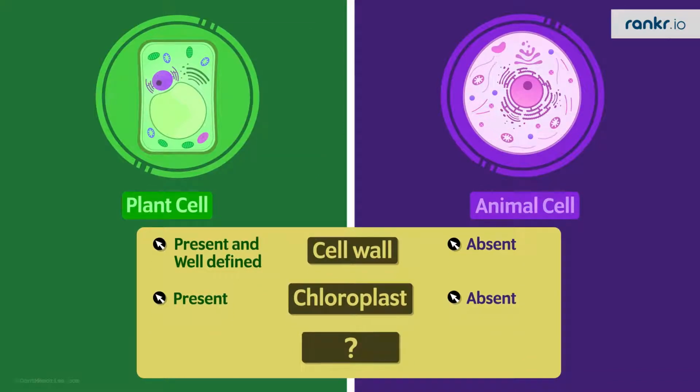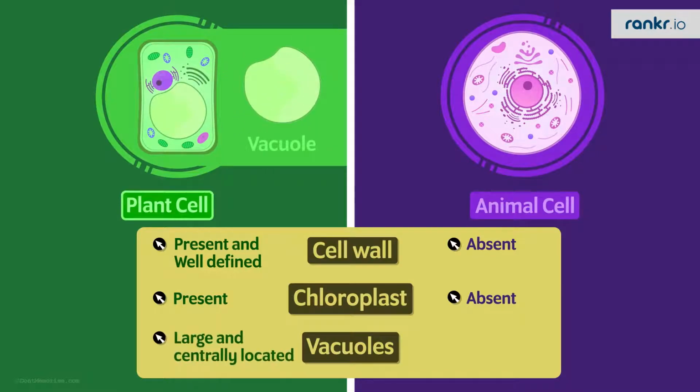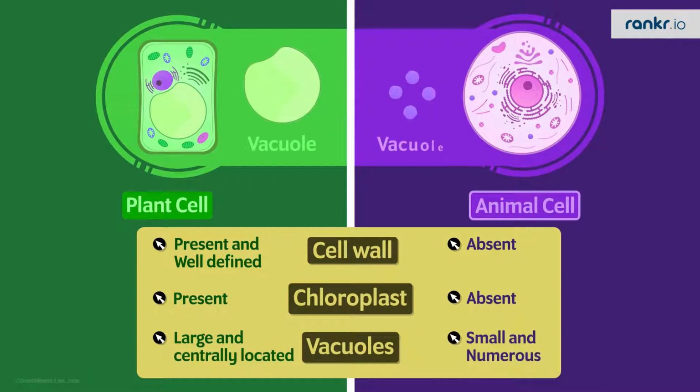Now, can you help me with the third difference? That's right, the presence of vacuoles. Both plant and animal cells contain vacuoles. However, in plant cells, the vacuole is a large one located at the center, while in animal cells, there are numerous small-sized vacuoles. This central vacuole can occupy the majority of the cell space, pushing other organelles to the periphery. The case of animal cells is slightly different. Here, the vacuoles are much smaller in size and they are scattered throughout the cytoplasm.